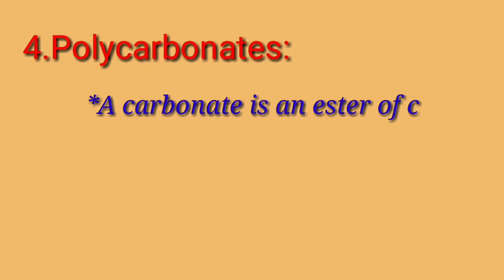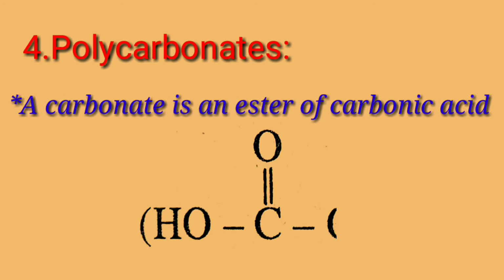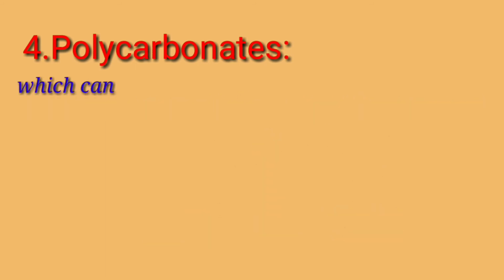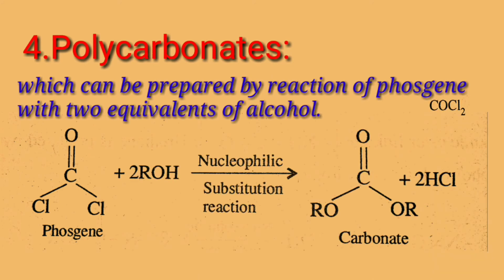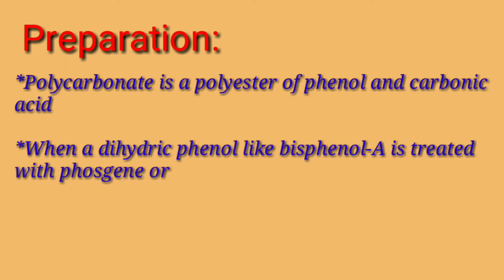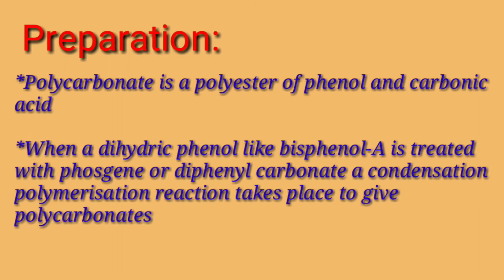Fourth is polycarbonates. A carbonate is an ester of carbonic acid, which can be prepared by reaction of phosgene with 2 equivalents of alcohol. Now, consider the preparation of polycarbonates. Polycarbonate is a polyester of phenol and carbonic acid.